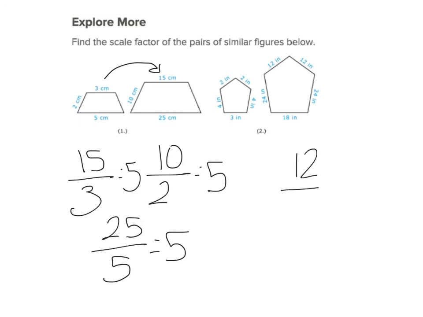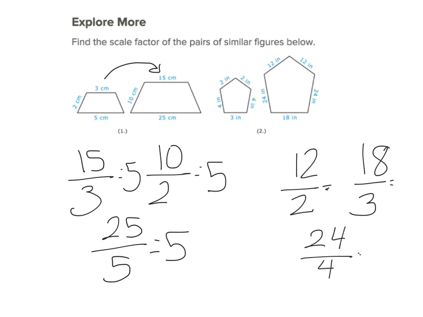And we can take a look at these over here. Same thing. The corresponding sides are easy to see, and that's where we're getting our proportions from. And so these are all increasing by a scale factor of 6.